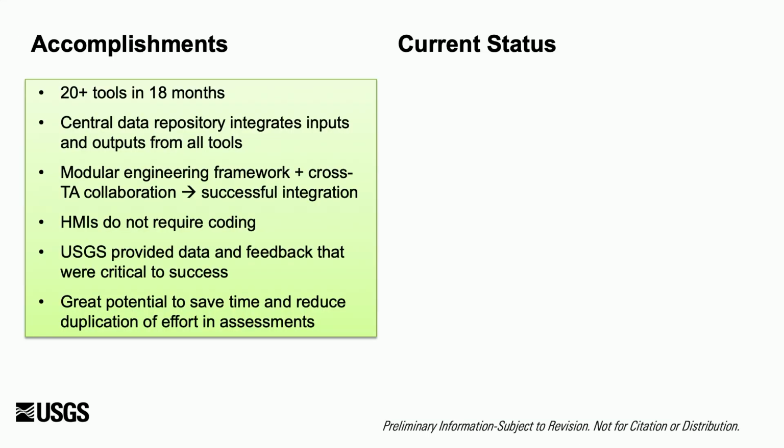So just a list here of some of the accomplishments of the critical mass program. Over 18 months, we developed over 20 different tools. We built a central data repository that integrates inputs and outputs from all tools. The modular engineering framework, combined with cross-TA collaboration, led to the successful integration of the tools. The HMIs do not require coding. The USGS provided data and feedback that were critical to the success of this program. And there's great potential to save time and reduce duplication of effort in assessments using these tools.